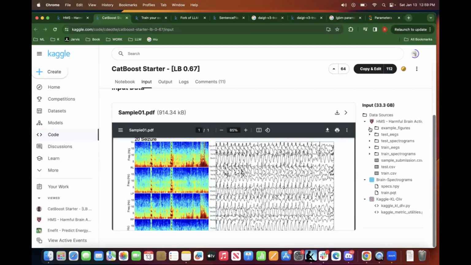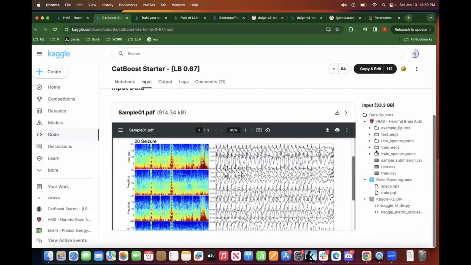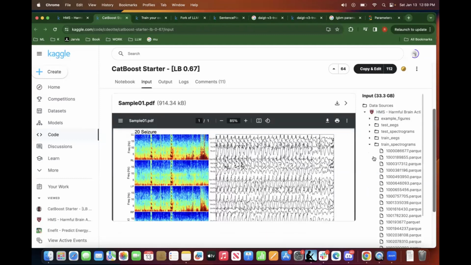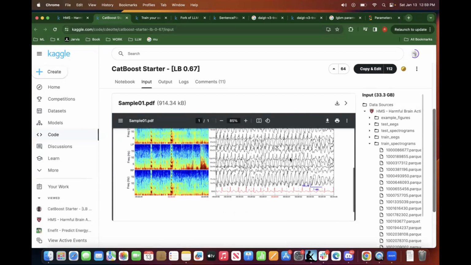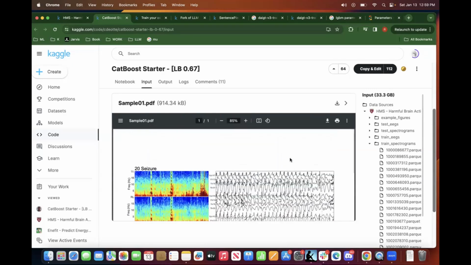Yeah, but that is just the examples. So that's where I was saying that the example figures are something you can look at in great detail, but the actual data is in the train spectrogram and train EEG. So this Parquet file will be tabular data, right? So it's not going to be an image. That's why I was under the impression that it's not image classification in that sense.